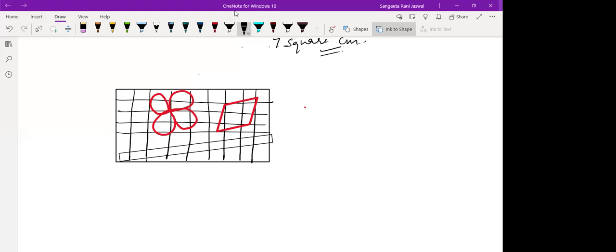Ma'am, I got the answer. Which is shape 1, shape 2? Ma'am, I got the answer for shape 1. Tell me what is that? Ma'am, 5 centimeters square. Okay, this is 1 square, this is 2, this is 3, this is 4, and this is 5. This you have taken less than half. Okay, Harshit, that's correct.